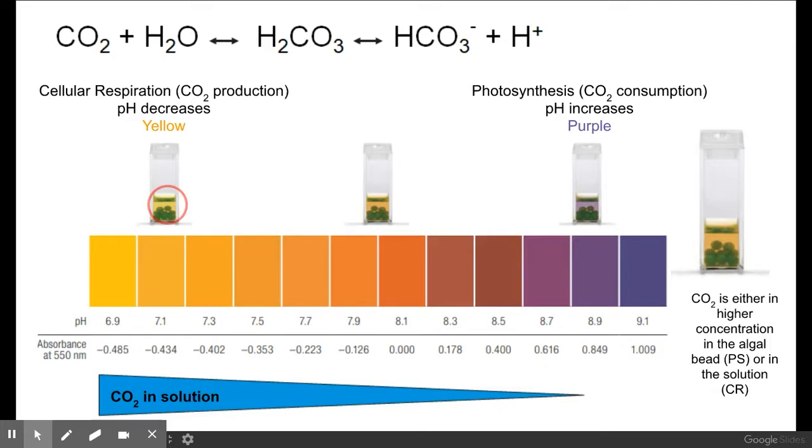And what the kids can start to do then is change the abiotic factors that they're testing and see if there's a variation in the change of these samples that they've set up.